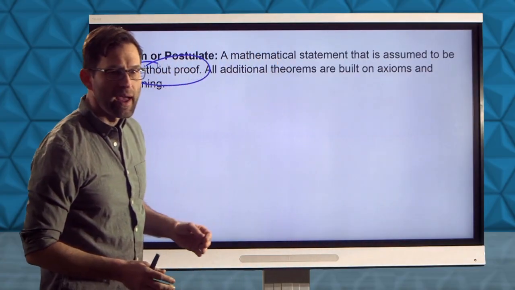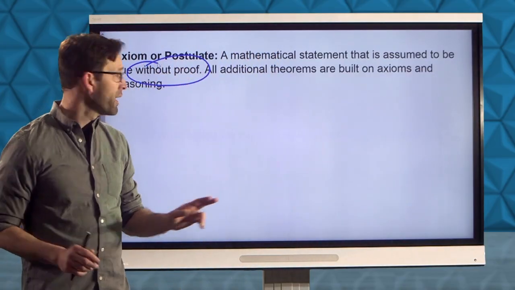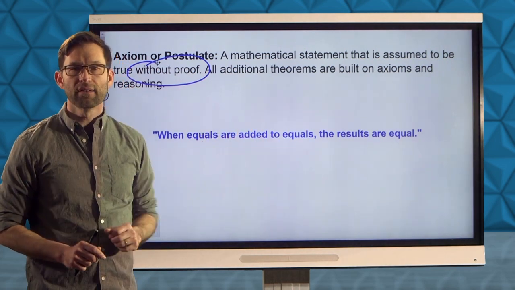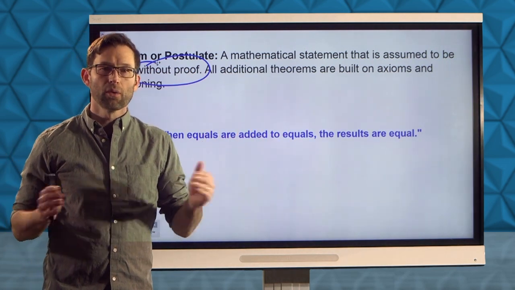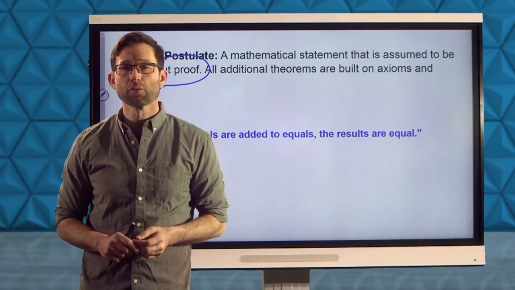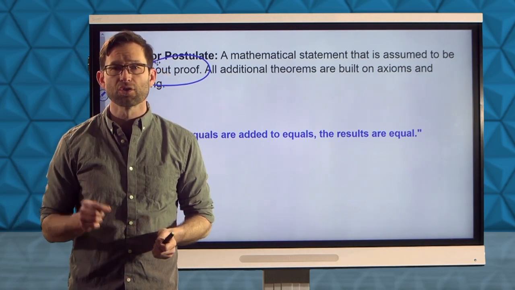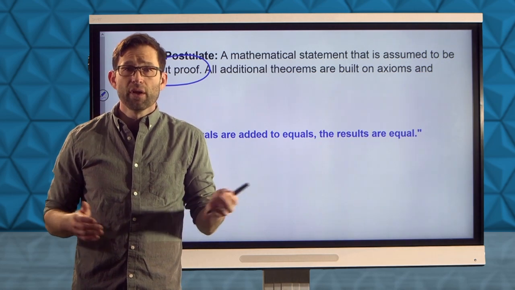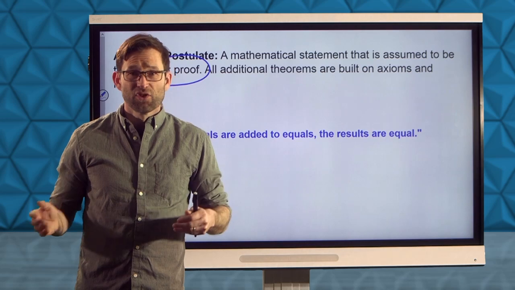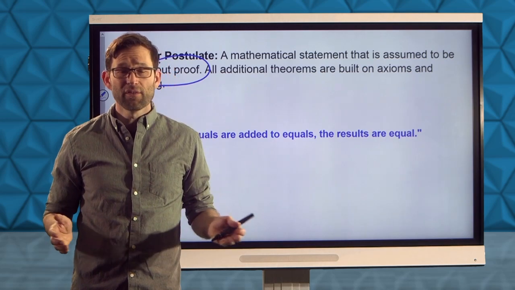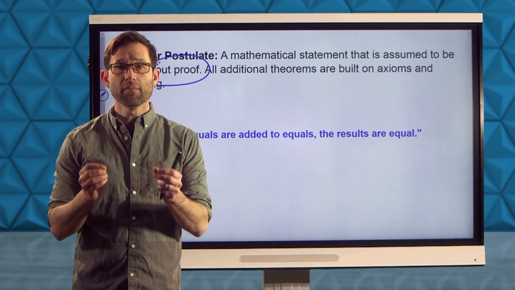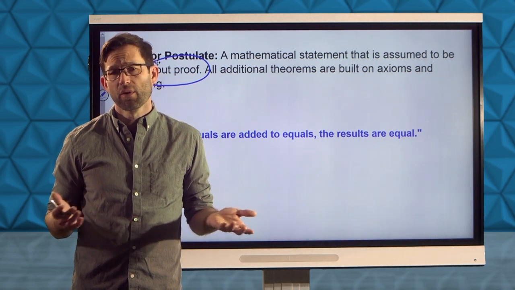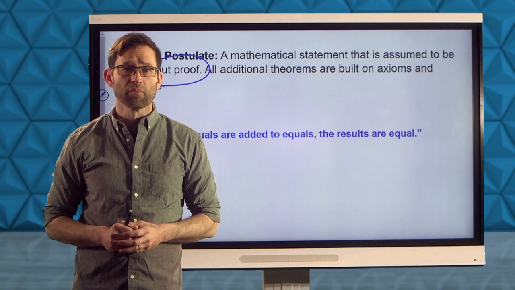A good example of an axiom that you've seen before comes from algebra. Like this: when equals are added to equals, the results are equal. You saw that back in Algebra 1 when you were solving equations and trying to justify the steps that you were using. If I have 3 equals 3 and I add 2 to both sides, I get 5 equals 5. It's a fundamental thing that we assume is true, without really any way to prove it other than just from common experience.